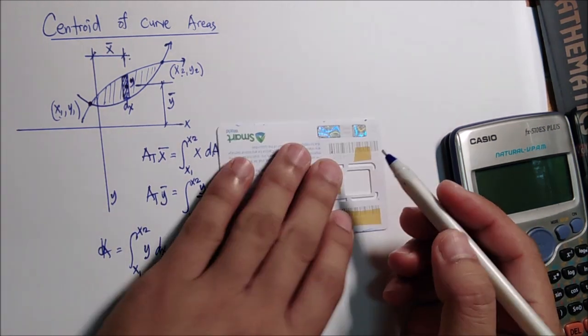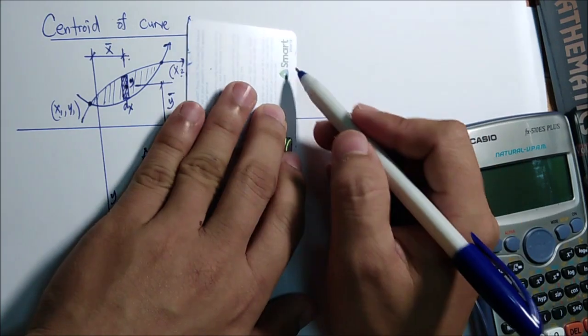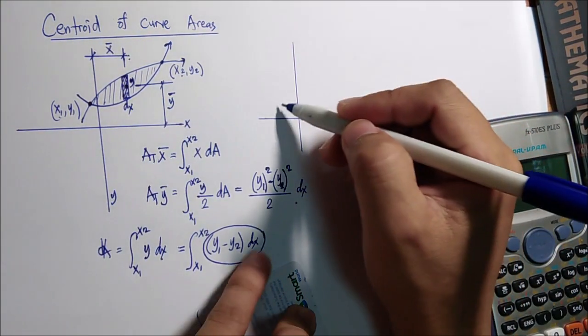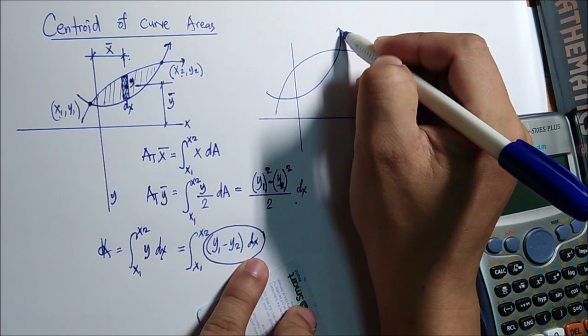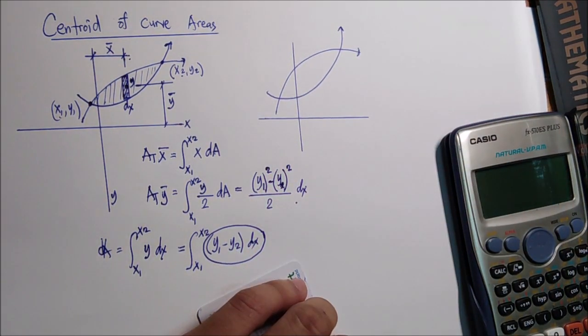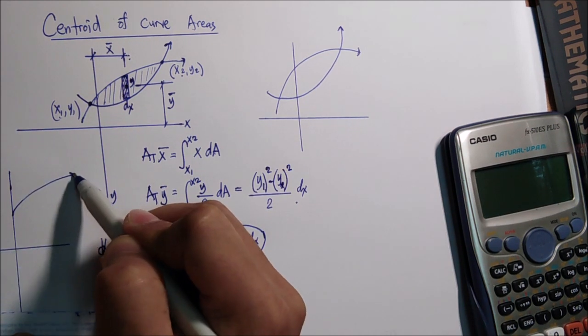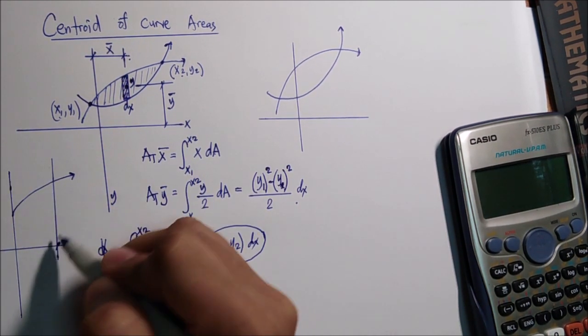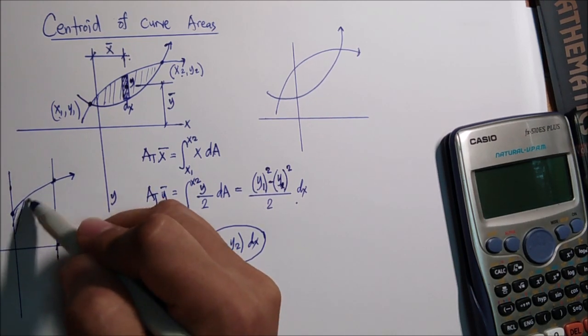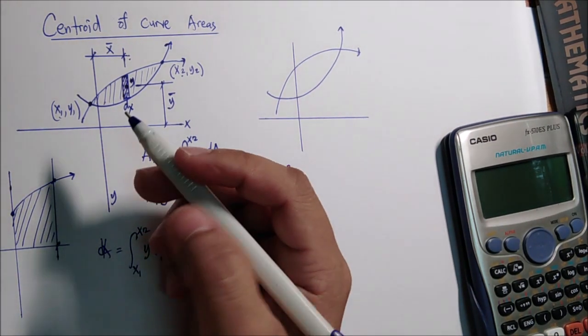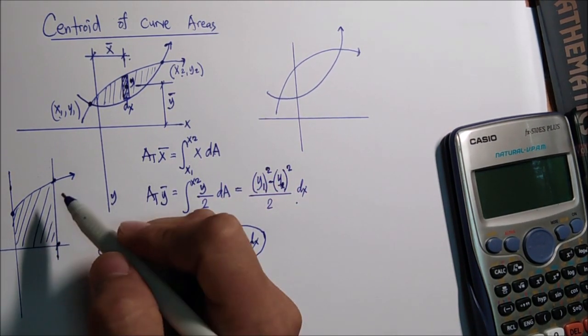Now when we are using a horizontal strip, because not all the time we can use both, either horizontal or vertical. Sometimes it is only applicable to use a horizontal, and sometimes it is only applicable to use a vertical strip, depending on the condition. For example, we have the curve here, bounded by the line, and we will find the centroid of this. We cannot use horizontal, we always use vertical.